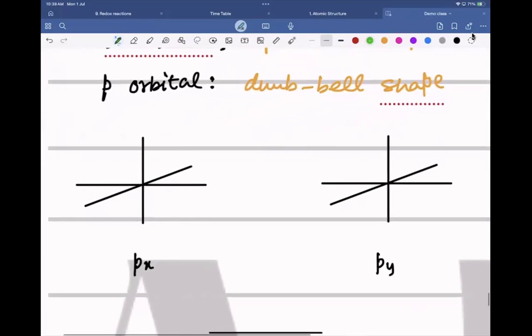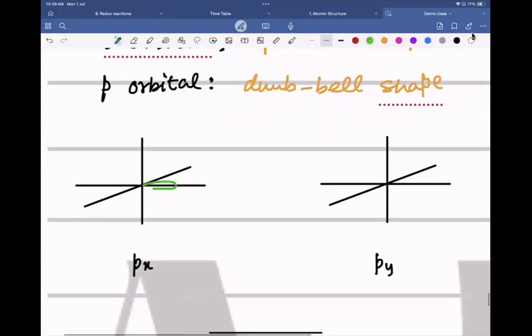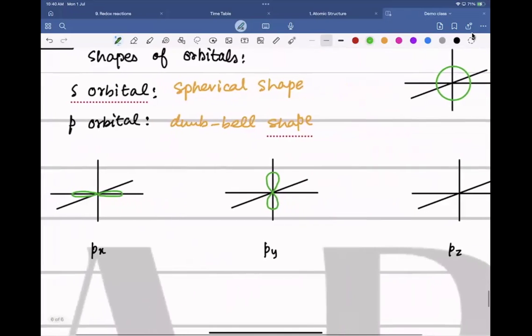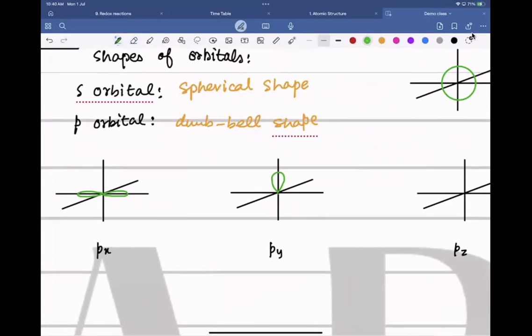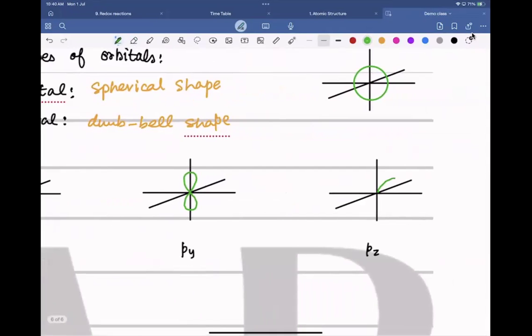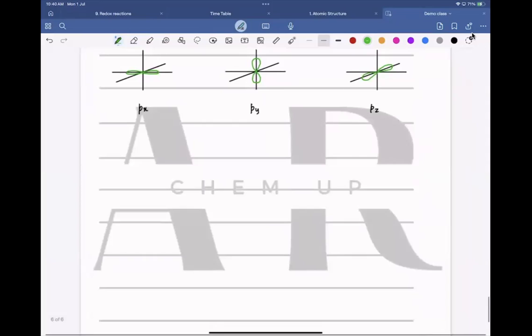Px is drawn on the x-axis, two lobes like this. For py, we draw two equal lobes like this. And on pz, we draw two lobes like this. Is this clear? Yes, sir.